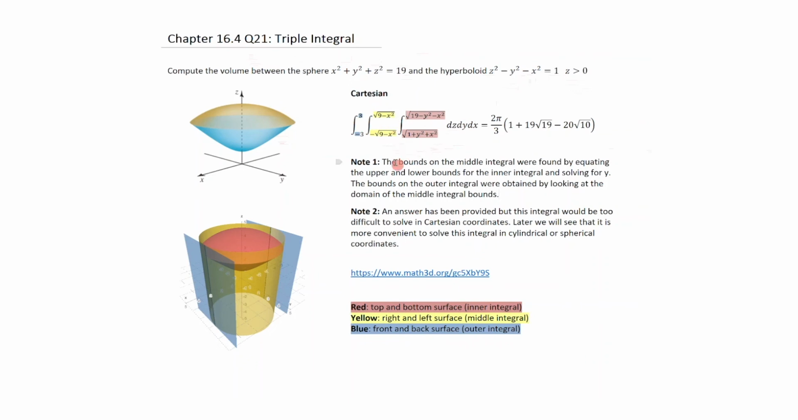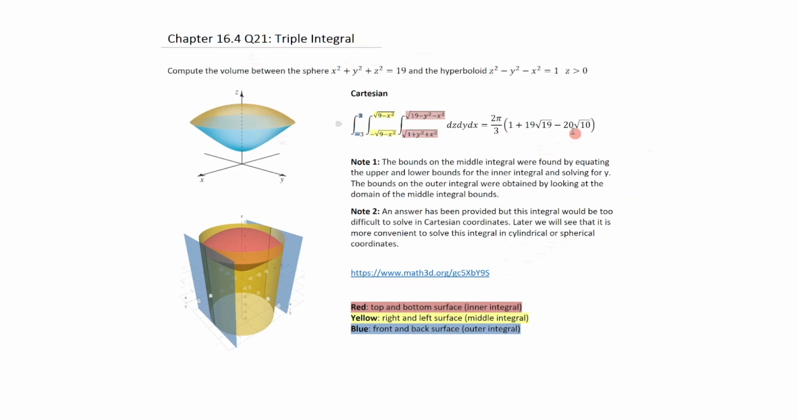These two basically, though, the bounds in the middle integral are found by equating the upper and lower bounds of the inner integral, which is these two. Equate these two and solve for y. Then you'll end up with these two expressions. One would be square root of 9 minus x squared, the other negative square root of 9 minus x squared. So this is the higher of the two, so it's on the top. This is the lower of the two, so it's on the bottom. And the domain of this is between minus 3 and 3, so that's why this is the lower bound and this is the upper bound.